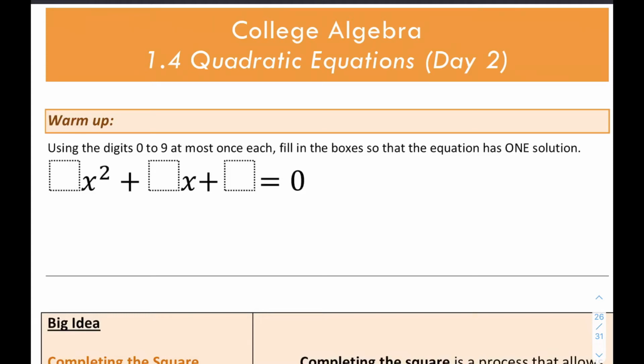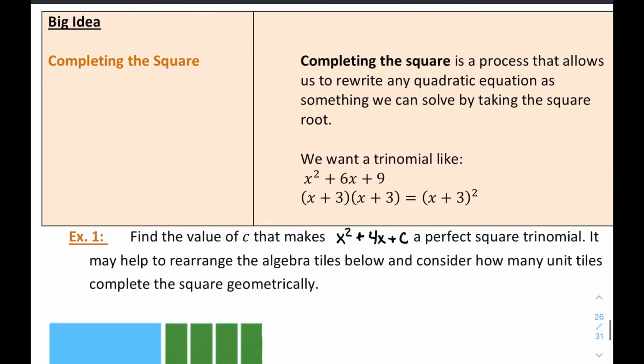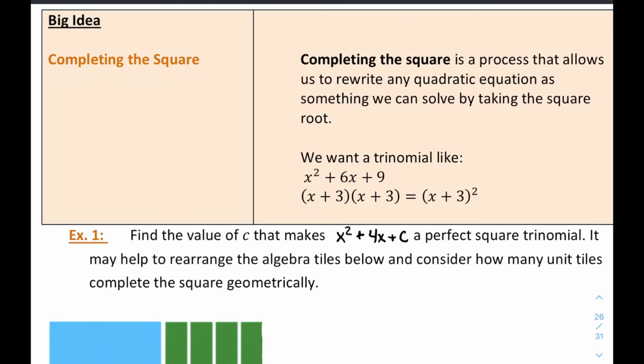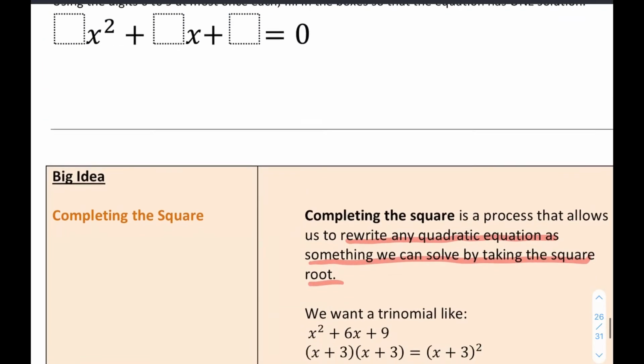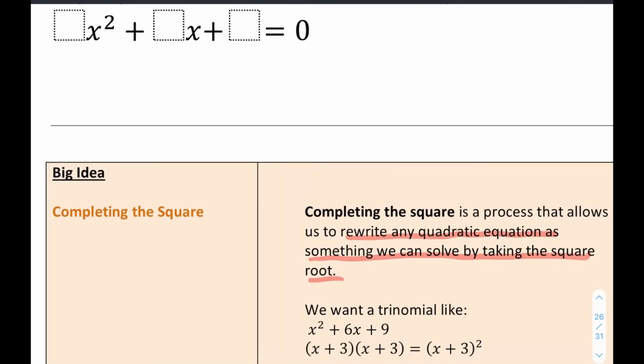To solve some quadratic equations by completing the square today, which is basically my favorite way to solve quadratic equations. So what you do is you use it to rewrite a quadratic equation as something you can solve by taking the square root. So you want a trinomial that's a perfect square, like x squared plus 6x plus 9, because that factors into, I'll just do it up here, it actually works for this problem, x plus 3 times x plus 3, or x plus 3 squared.